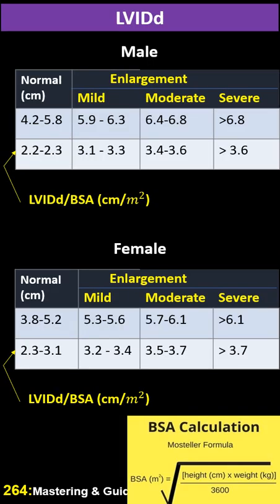Here we have left ventricle internal diameter at diastole in male and female, and the LVIDd index that is based on the body surface area. Body surface area can be calculated by this formula based on height and weight. All those tips that I mentioned on the PLAX measurement, IVS and LVIDd on 2D and M mode, go for this one too.